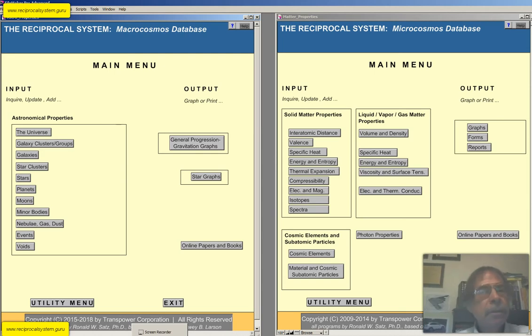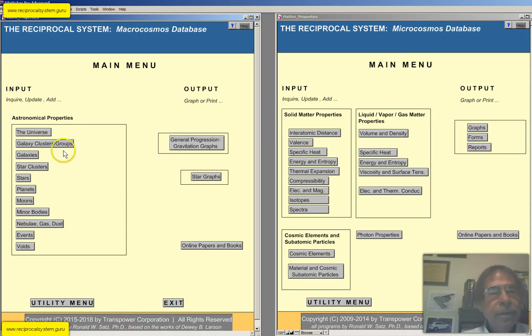Today we're continuing with our look at the reciprocal system Macrocosmos database. Remember, there are two modules to the reciprocal system database, the Macrocosmos database and the Microcosmos database. You can see the menus of these two modules here. On the left side is the Macrocosmos database, and on the right side is the Microcosmos database. We've already covered the universe as a whole, galaxy clusters and groups, galaxies and star clusters. So now we're going to cover stars.